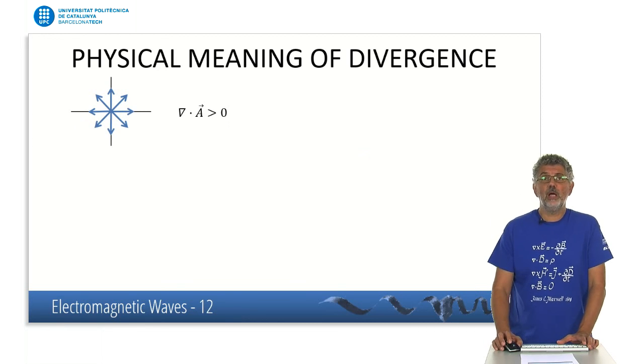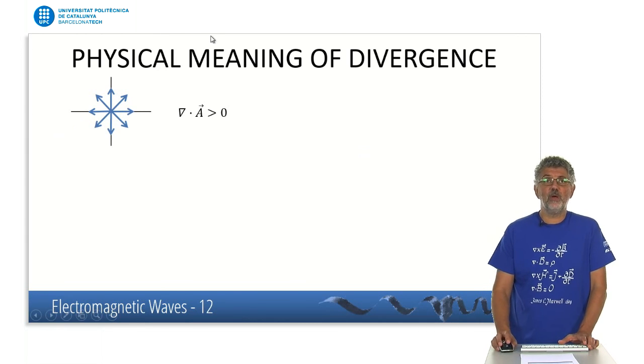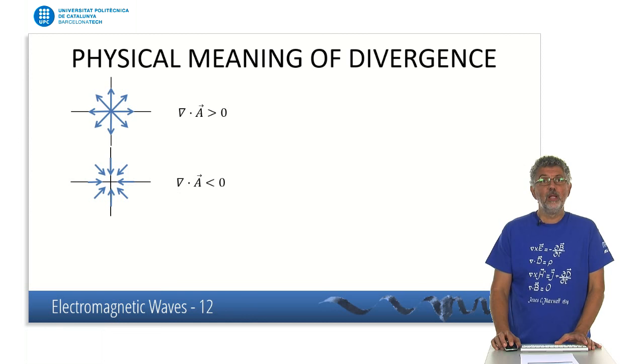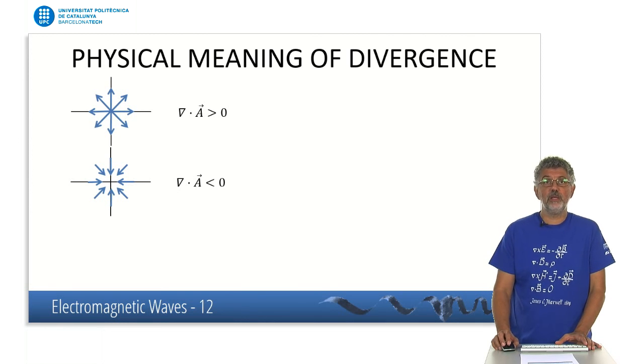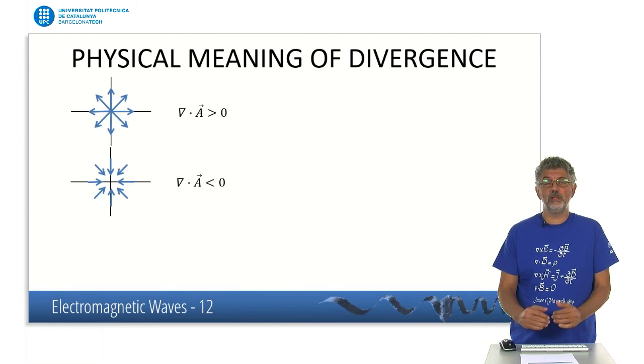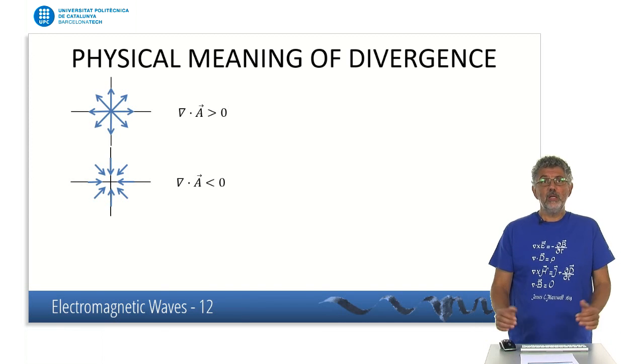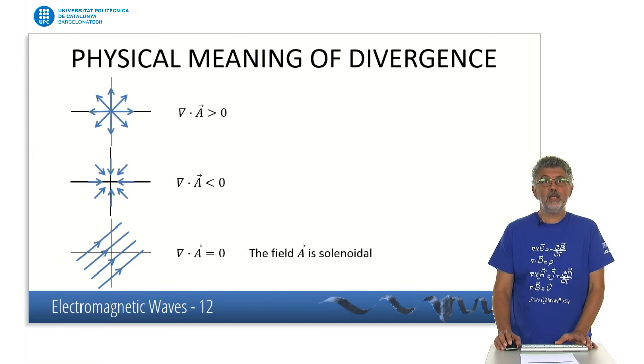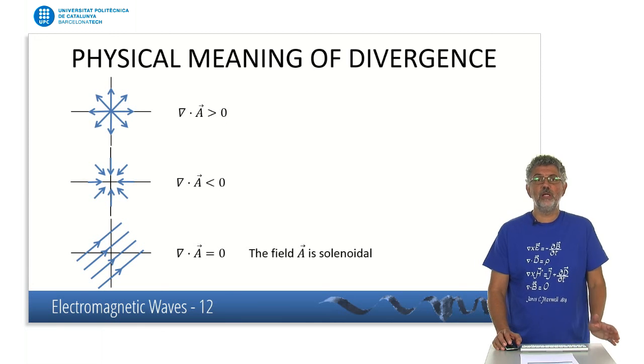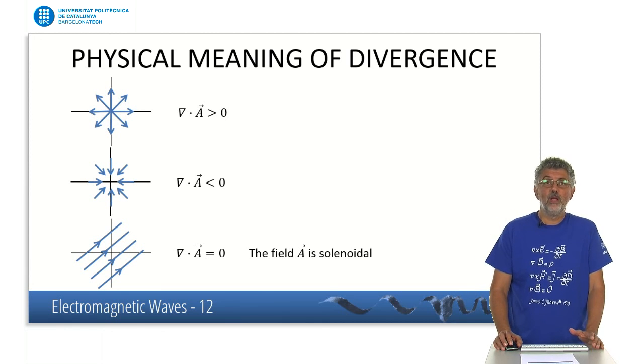So if we see different cases, imagine that we are just representing a vector field, and we compute the divergence at this point. In that case the divergence would be greater than 0 because there is a net flow of that field coming out of the surface. In that case the divergence would be negative, smaller than 0, because there is a net flow going inwards through the surface. And in that case the divergence would be 0 because the net flow of that vector field is 0. When the divergence of a vector field A is 0, we call that field solenoidal.